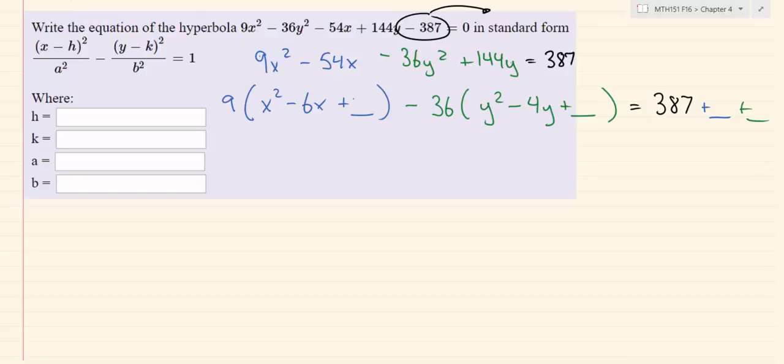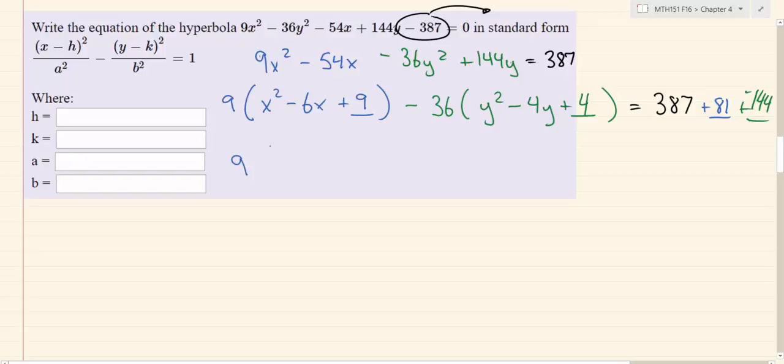9. Yeah, 9. Negative 6 divided by 2 squared. It's going to be a 9. But I'm not just adding 9, I'm actually adding 9 times 9, which is 81. So in the blue blank over here, I got to put an 81. What goes in the green blank? A 4. So negative 4 divided by 2 is negative 2. Square it, you get a 4. But I'm not adding just 4, I'm actually adding negative 36 times 4, which is negative 144.